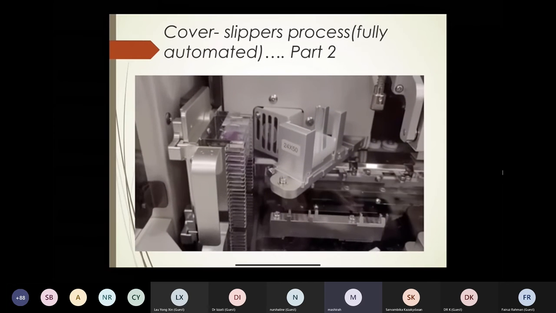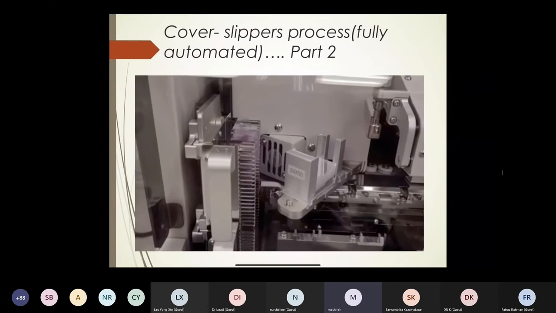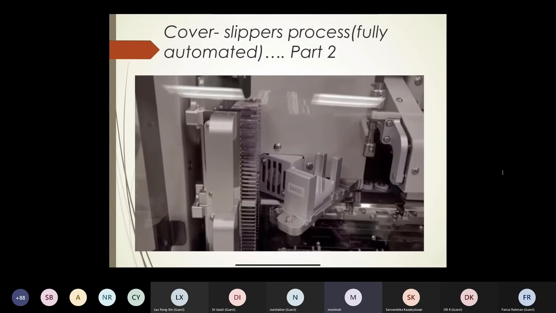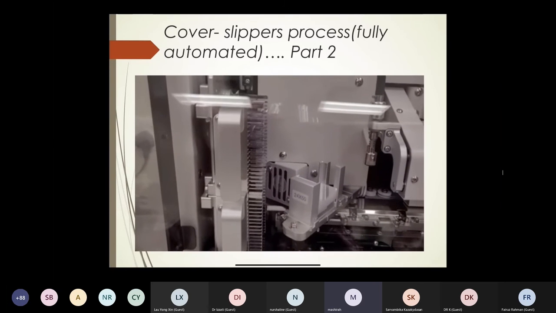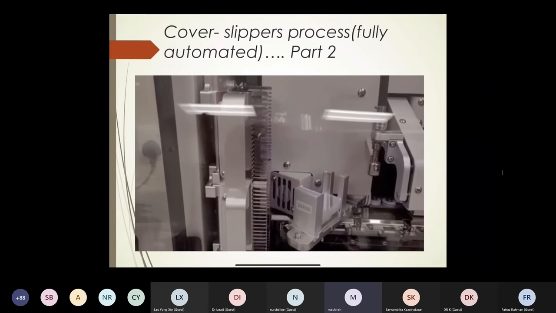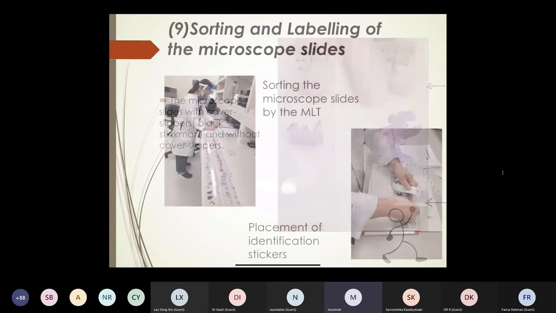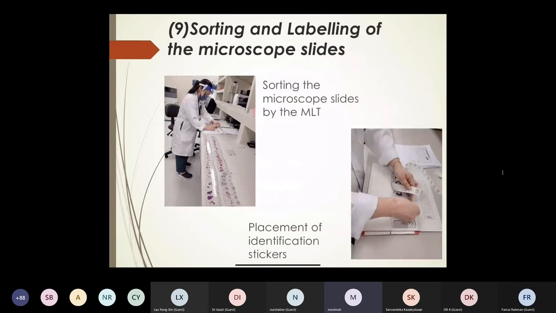There, see, the last slide has been mounted on the rack. Now the process is finished. Now the microscope slide has cover slips on top of it. Here we can see the difference between the slides with cover slips and without cover slips. Cover slips give a good optical quality for viewing under the microscope.